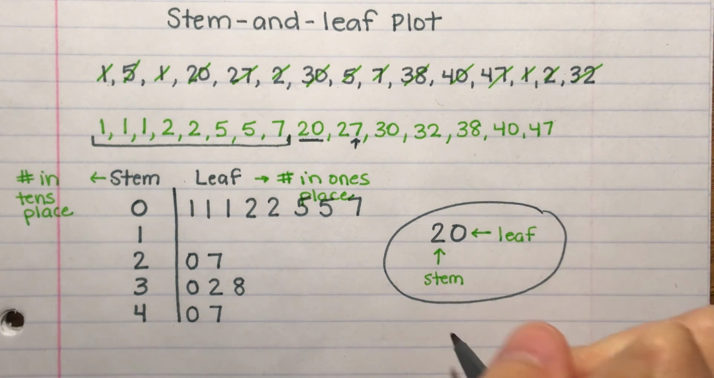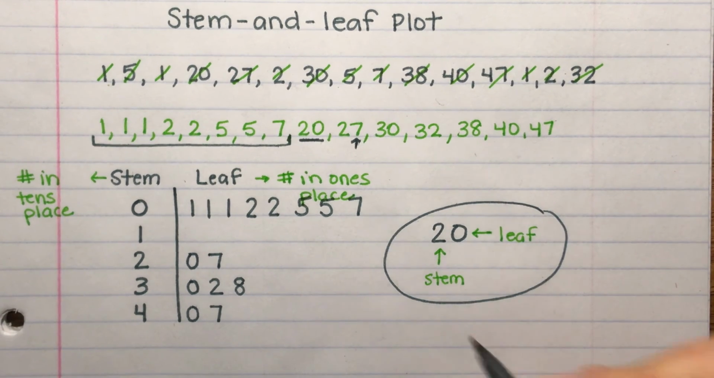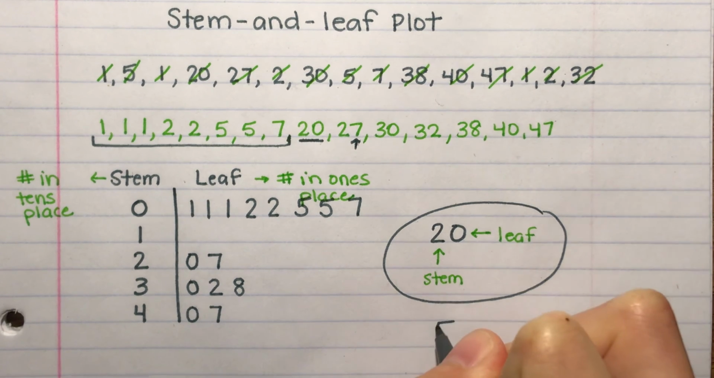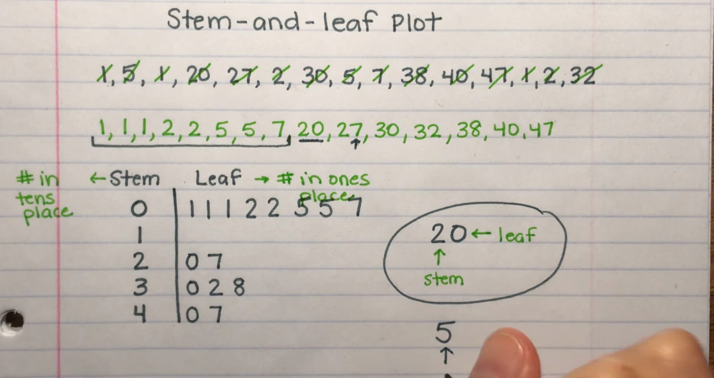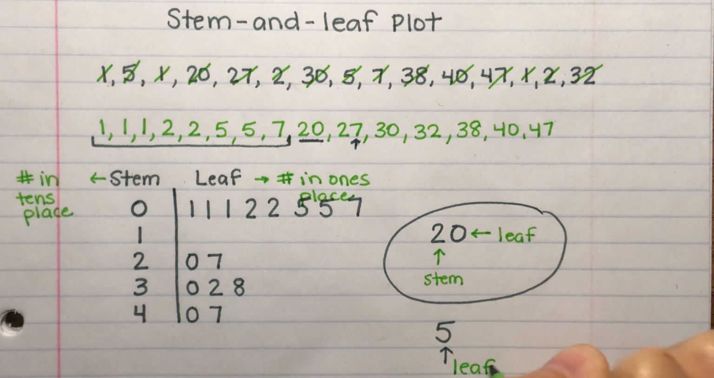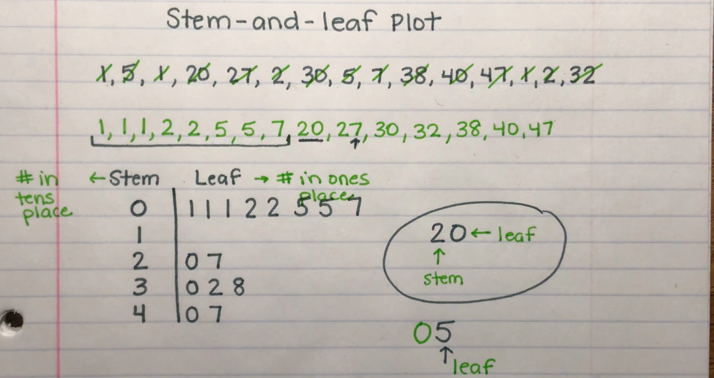Okay? So I'm just going to write down here on the side as an example. Like if I have the number 5, the 5 is in the ones place, so that would be the leaf. And you could always put a 0 in front of any number. Sometimes you see that for a birth date, they put a 0 in front of your birth date if it's less than 10, and that 0 is your stem.